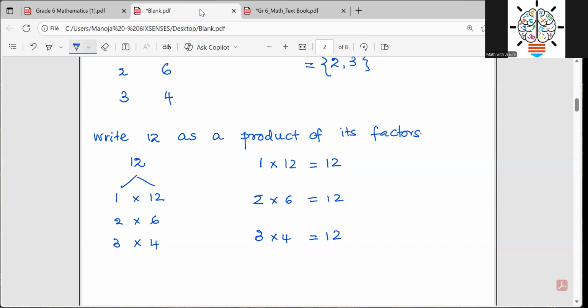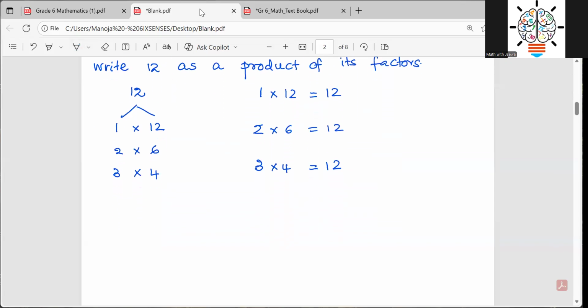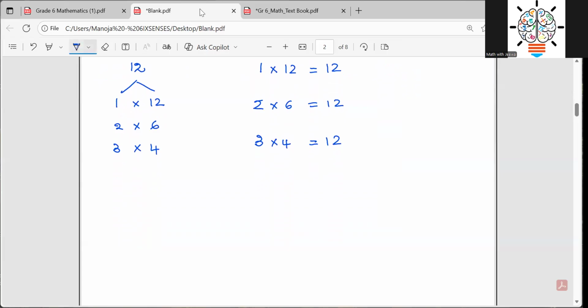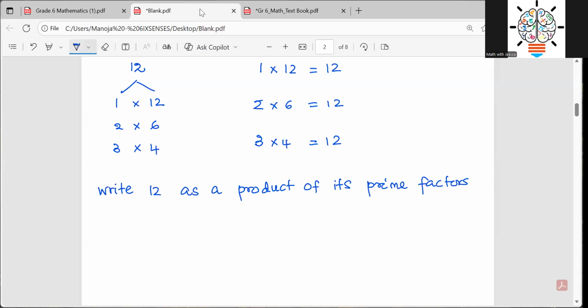Right? So then you are showing it like this because you want to write 12 as a product of its factors. By any chance, the next question type they will ask: write 12 as a product of its prime factors, right? This is another question type, prime factors.